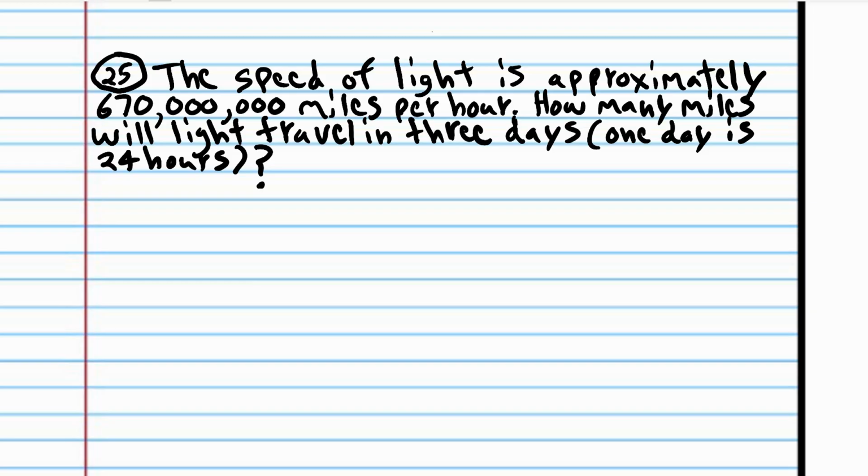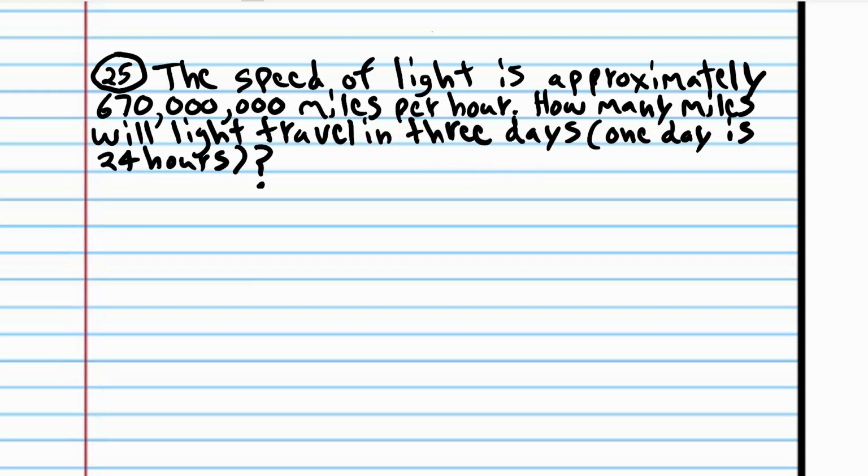So first we have to figure out how many hours. There are two ways we can do it. We can figure out how many miles are in 1 day first. To do that, you would multiply 670 million by 24, and that would give you the number of miles in 1 day. And then you multiply that number by 3 because we have 3 days.